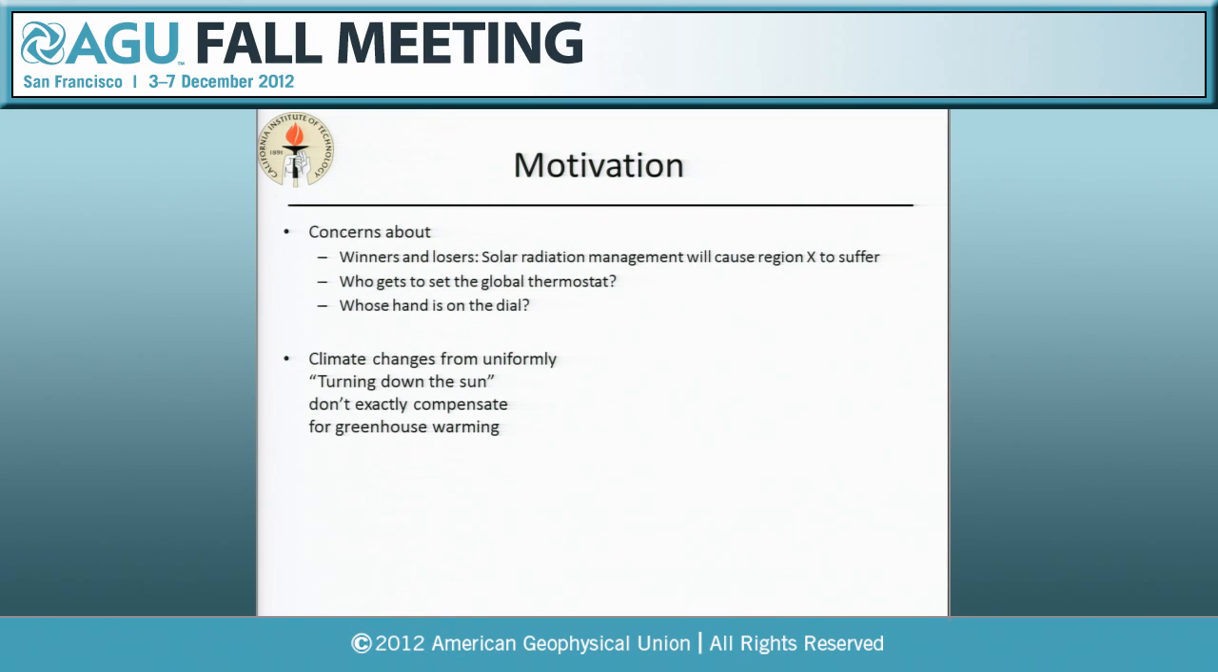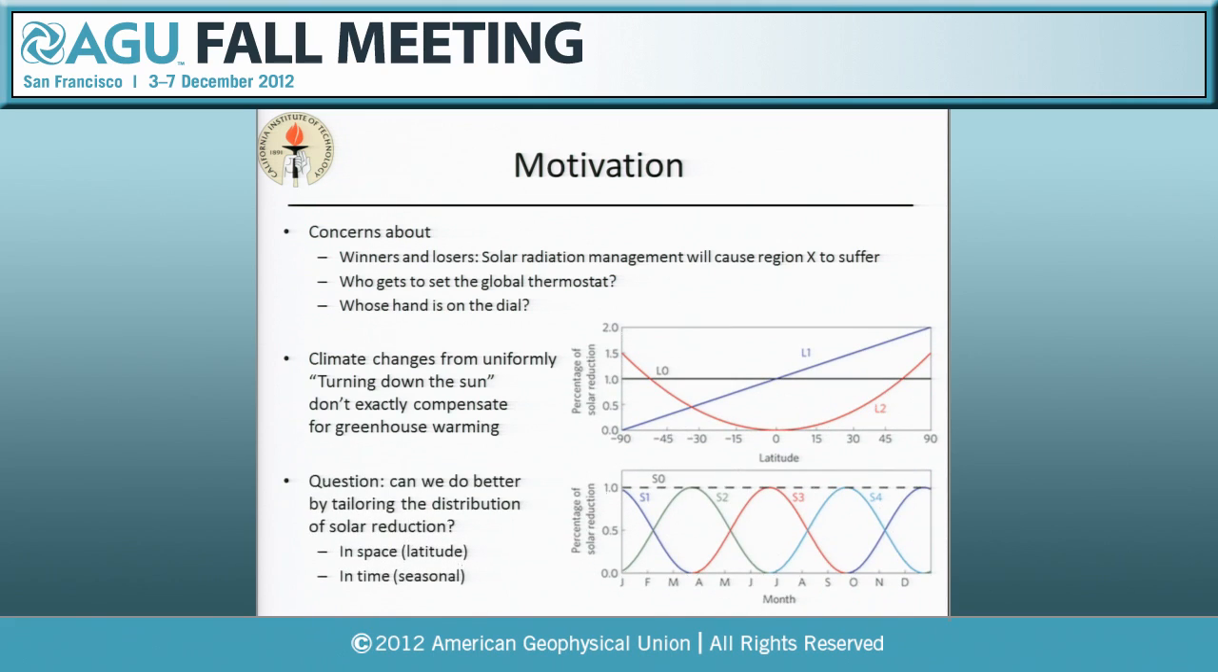And then, of course, that leads to these questions: if not everybody can agree on what the correct level of geoengineering is, who gets to set that global thermostat, or whose hand is on the dial? So the question we asked is, can we do better by tailoring the distribution of solar reduction in both space and time? This is using idealized forcing. We simply turned the sun down. We did not do this with an aerosol layer.